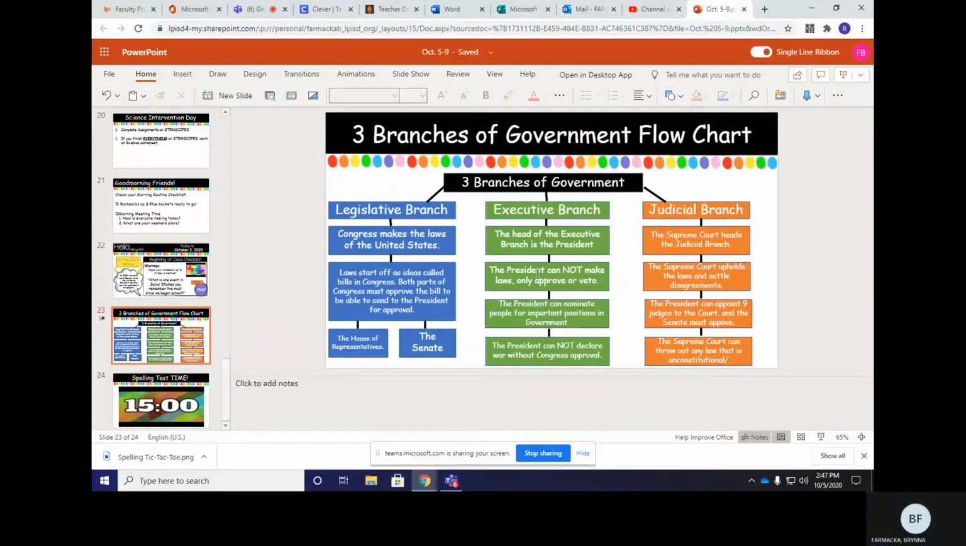Now, the president can nominate people for very important positions in the government. However, the president cannot declare war without Congress's approval. So if the president wants to declare war, he needs to come over here to the legislative branch and ask Congress for approval. He has to get a certain amount of votes from both the House and the Senate in order to declare war.